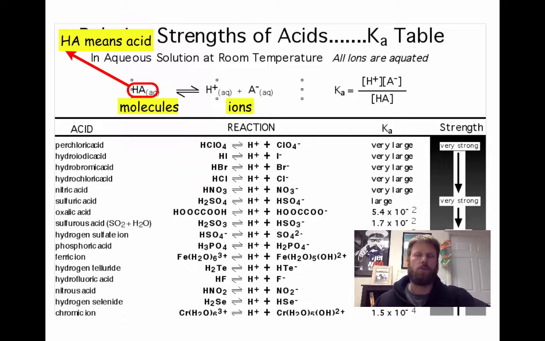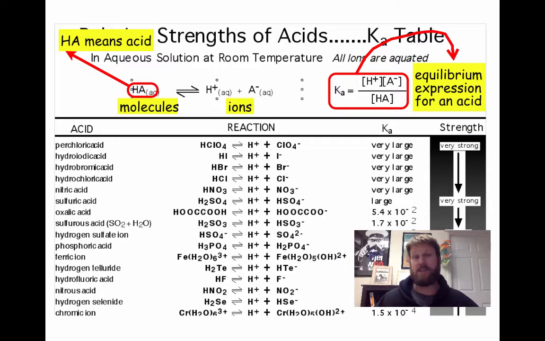The molecule will split into ions, one of those ions being H+, which is the definition of an acid, a proton donor. If we wrote the equilibrium expression for this acid, we would get products over reactants: concentration of H+ times the concentration of A-, the ions, divided by the concentration of HA, the molecules.